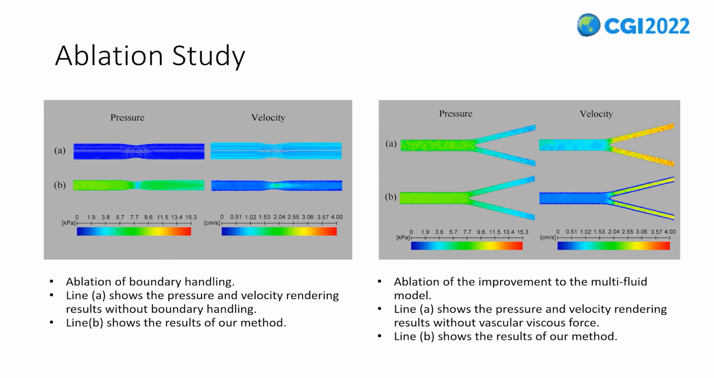Moreover, to better understand the impact of our improved two-phase mixture model, we also conducted ablation experiments on the Y-type bifurcated model about whether vascular viscous force was considered. The first line showed the result without vascular viscous force, and the second line showed our results. It can be seen that the pressure and velocity results became more stable after the term is added, and the velocity of fluid particles near the boundary was lower than that near the centerline, which was more consistent with the actual situation. That's all of our presentation.